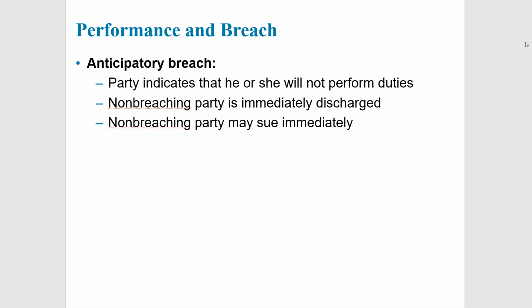Sometimes a party indicates ahead of time that they do not intend to perform their duties under a contract. We call this anticipatory breach. In this event, the non-breaching party can immediately be discharged from their contractual duties, and they have the option to sue immediately. Or they can wait until the time for performance and then sue then, but why waste time?